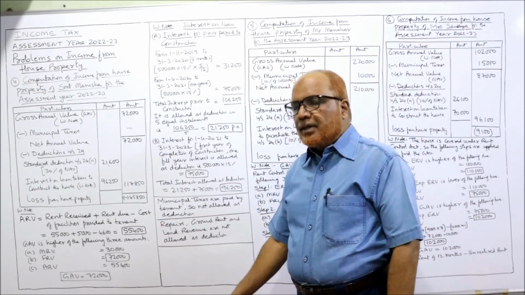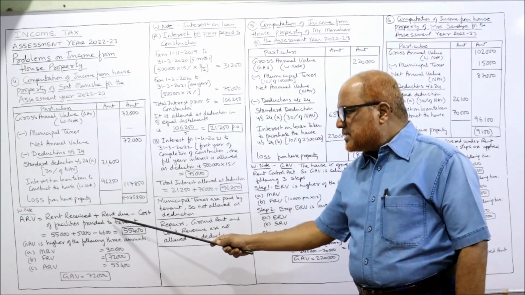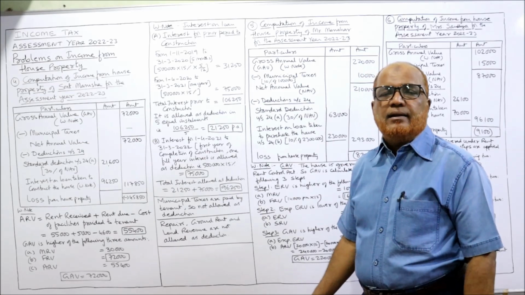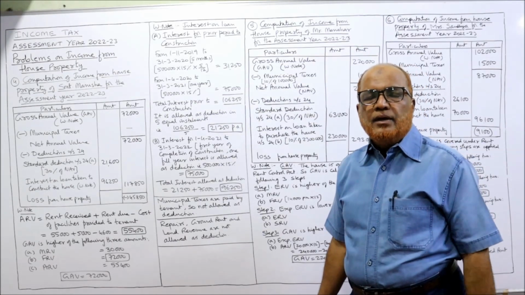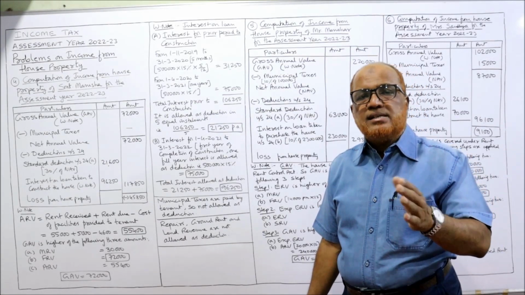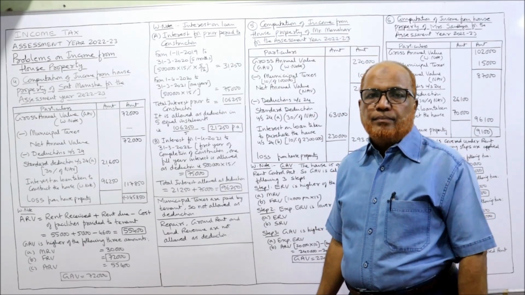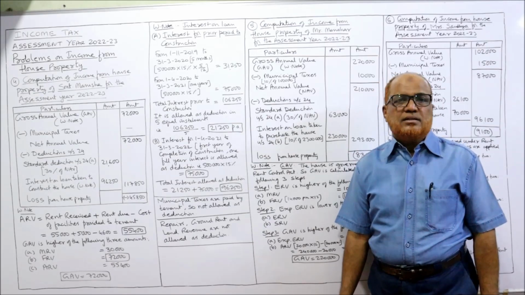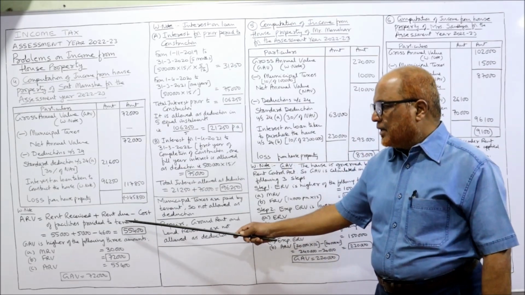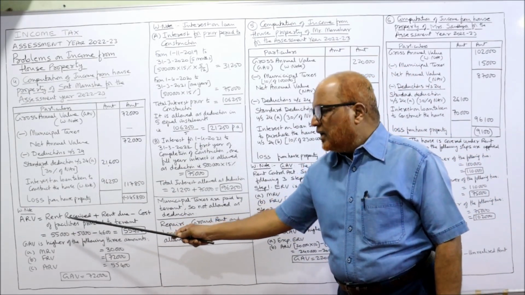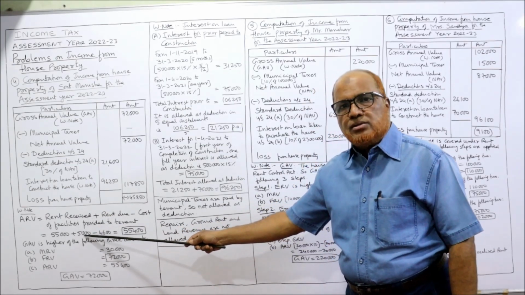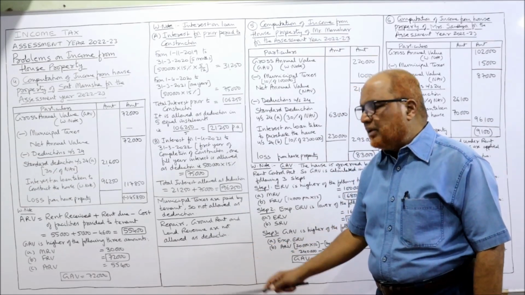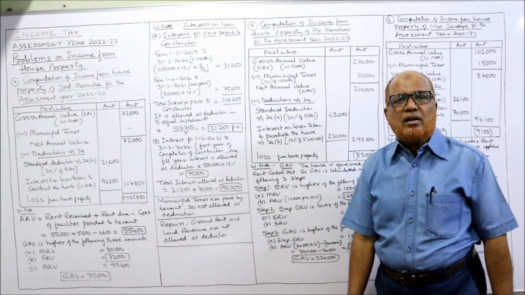Now ARV: rent received plus rent due minus cost of facilities provided to the tenant. In this problem, the owner is not charging separate charges for services, so this cost of facilities provided should be deducted from the rent. The rent received is 55,000, rent receivable is 5,000, minus cost of facility provided 4,600. So total 55,400. This is the ARV.